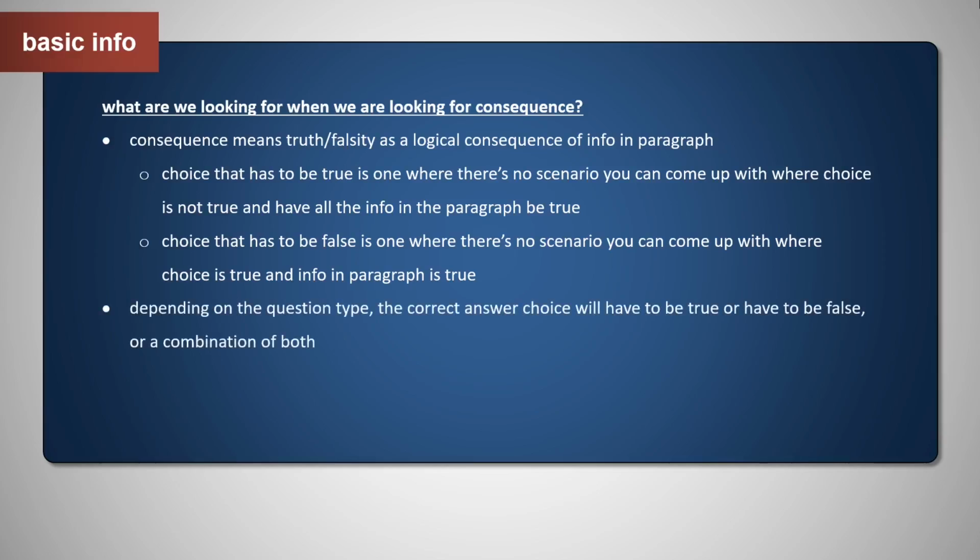sort of problem. Now, depending on the question type, the correct answer choice is going to have to be true or have to be false or some combination of both. We'll see that in a particular question type. So you cannot assume the truth or falsity of the answer choices because that's precisely what you're looking for. Remember the relevance questions we did, where you assume the answer choices are true and then figure out if they're relevant, where relevance means it impacts the strength or weakness of an argument. The truth or falsity questions, the consequence questions, you cannot assume that the answer choice is true or that it is false because that's what you're looking for.